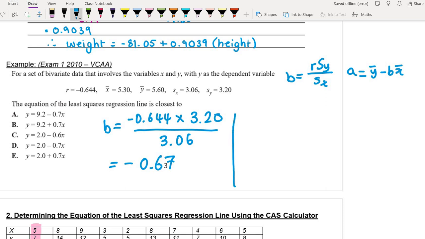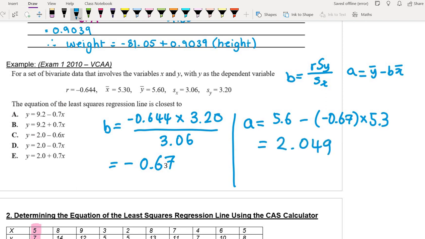Once you have your B value, use it to find the A value. The A value is the mean of Y, so 5.6, take away B, so 0.67, times the mean of X, so 5.3. And obviously if you put this in the calculator, it'll give you the value that you're looking for. And this is hopefully what you've got.